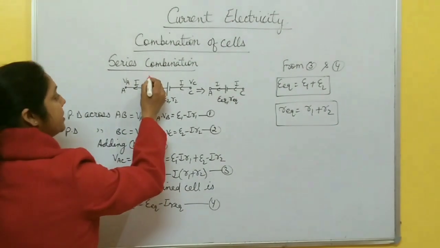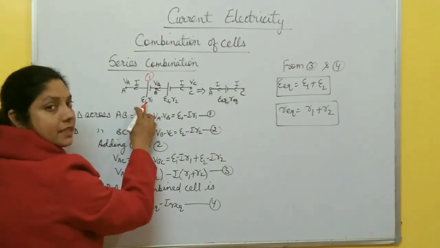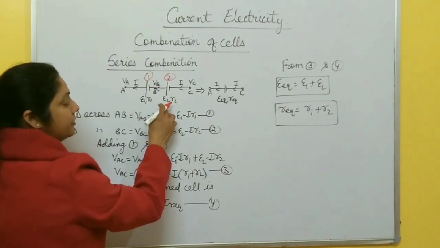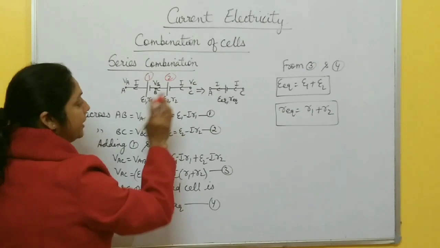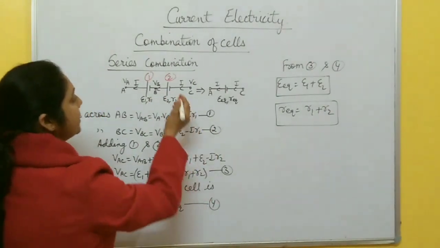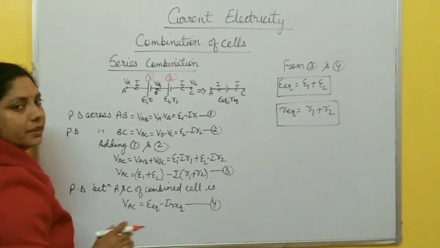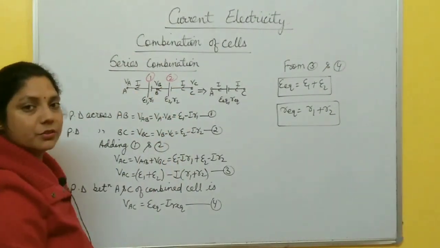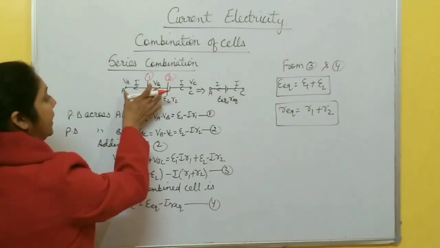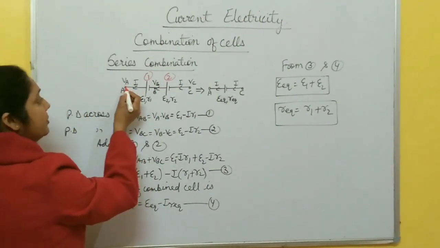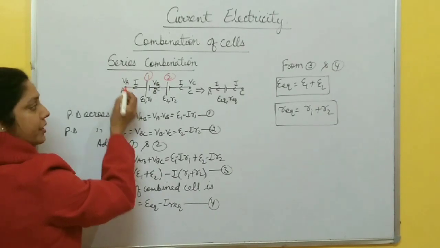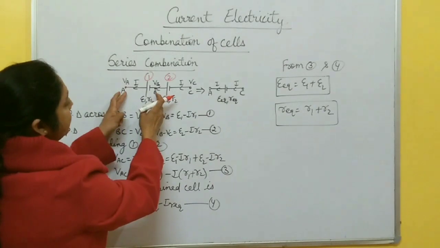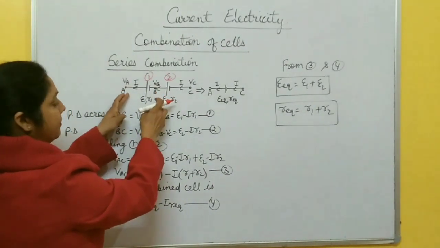Let's suppose this one is the first cell, and EMF of the first cell is E1, internal resistance R1. This one is the second cell, EMF E2, and internal resistance R2. Let's suppose I amount of current is flowing through in series, the same current through the two cells. Now between points A and C, let us suppose potential at point A is VA, B is VB, and point C is VC. Now what is the potential difference across this AB?